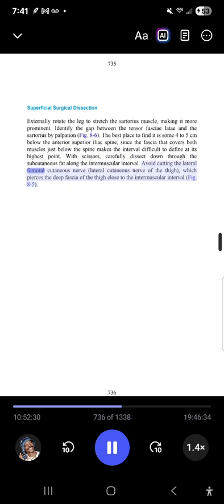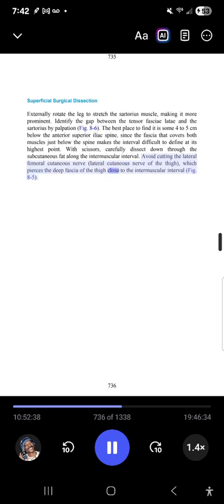Avoid cutting the lateral femoral cutaneous nerve of the thigh, which pierces the deep fascia of the thigh close to the intermuscular interval. Figure 8-5.